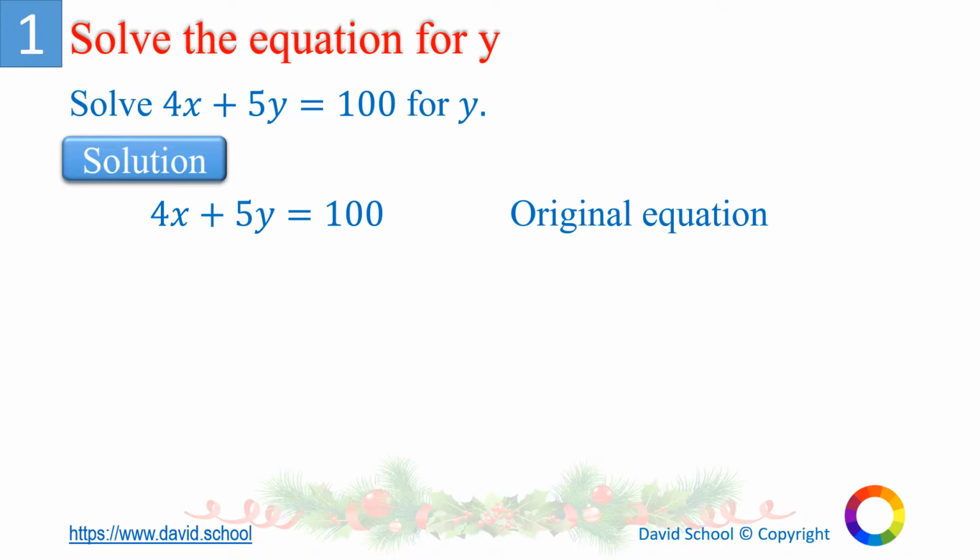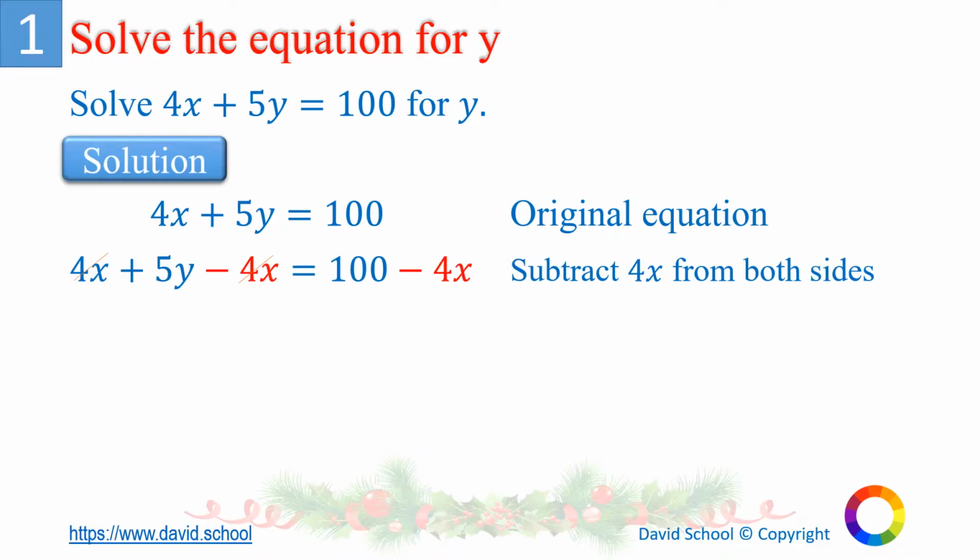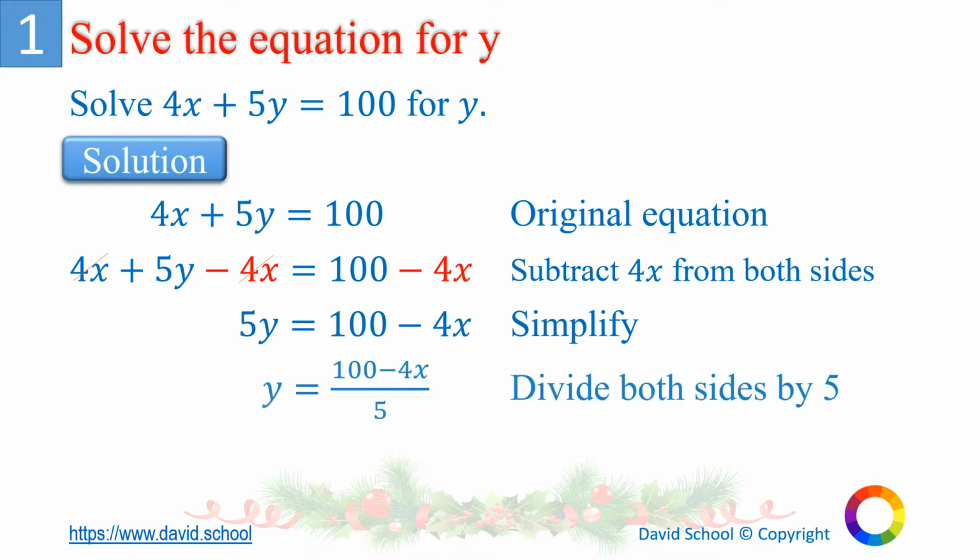Then we get 5y equals 100 minus 4x. Now divide both sides by 5. Then we get y equals 100 minus 4x over 5. We can simplify further. 100 by 5 is 20 minus 4 over 5x.